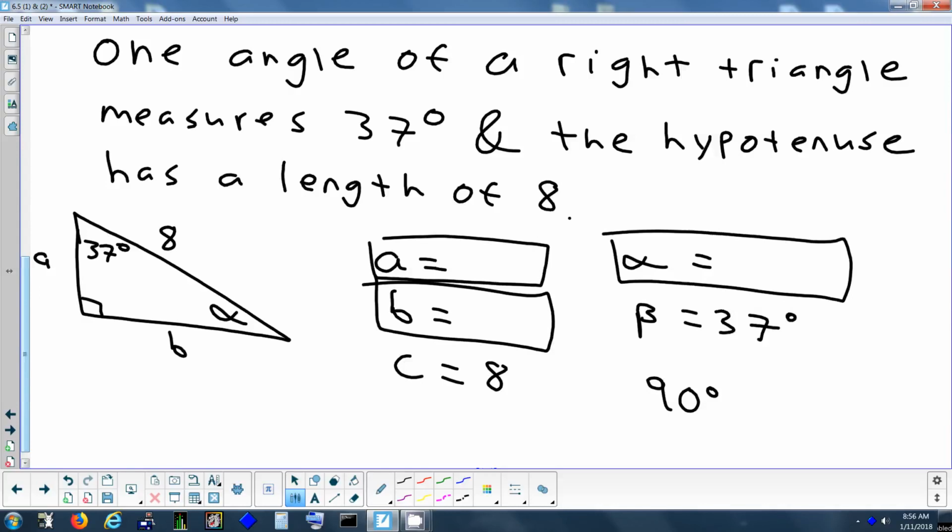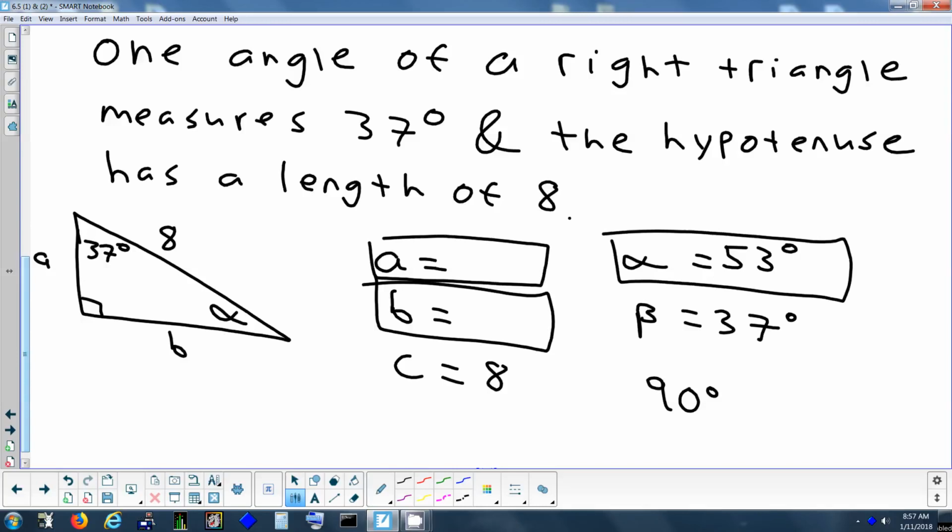Right, so what could I find there pretty quickly without really doing, it's more just geometry. It's not even really trig at this point. Yeah, we can find alpha. How would you get alpha? Subtract 37 from 90. And what would that give me for alpha? 53. Okay. So we've figured out one out of the 3 things. We've got the angle. Any questions on that?